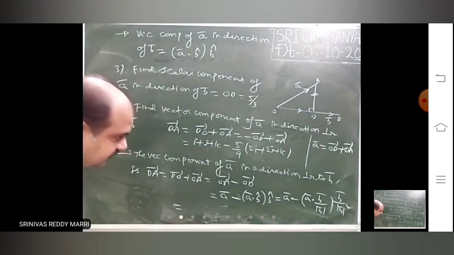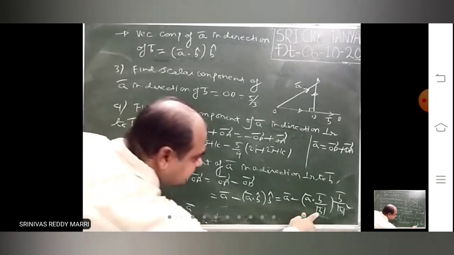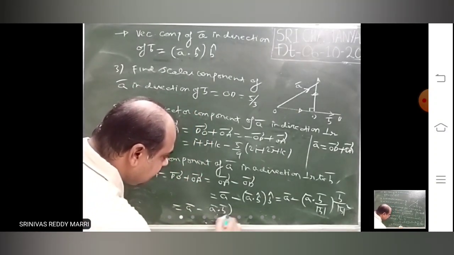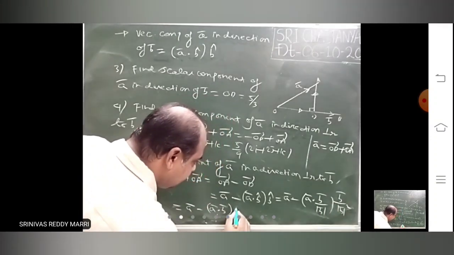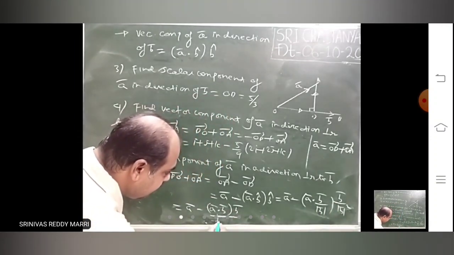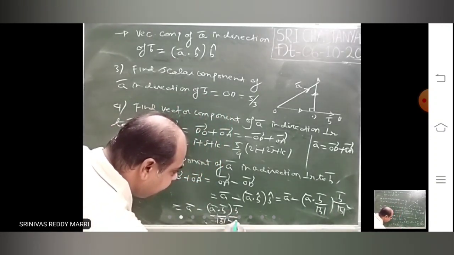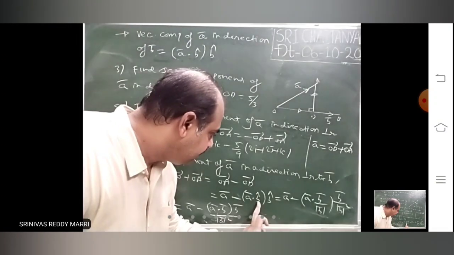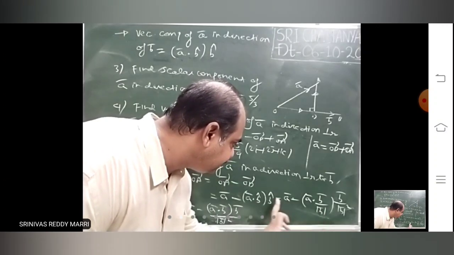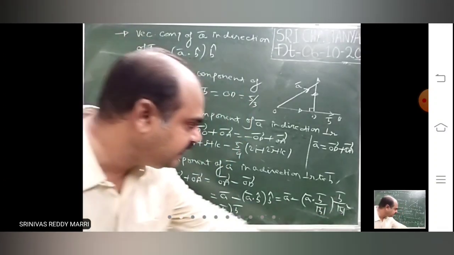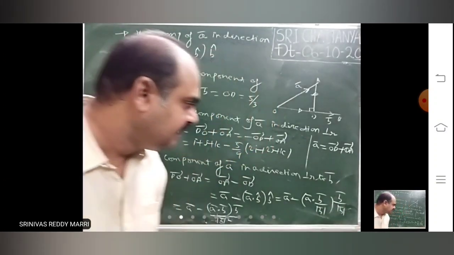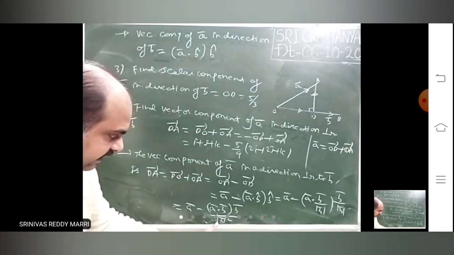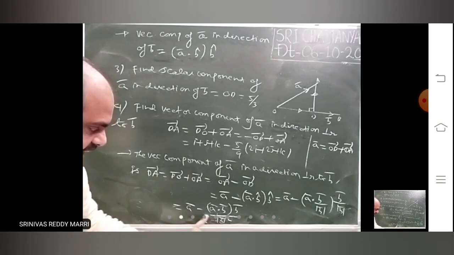It can be written like this also. That means this is scalar. So A bar minus A bar dot B bar into B bar divided by modulus B bar square. Same thing: B cap is B bar by modulus B bar, so this modulus B bar is scalar, divided by modulus B bar square.